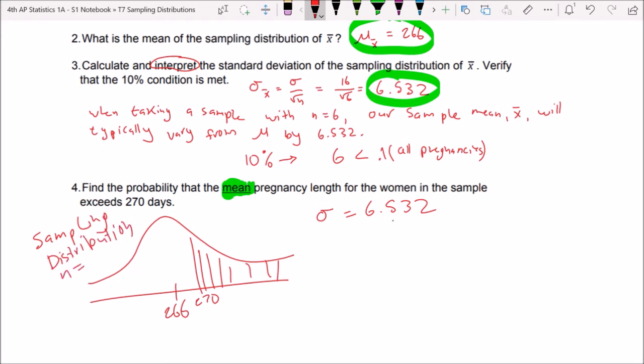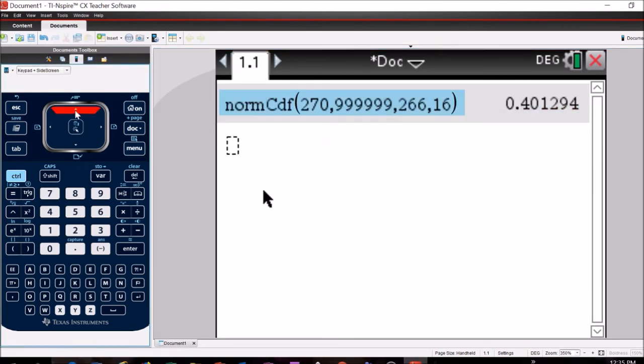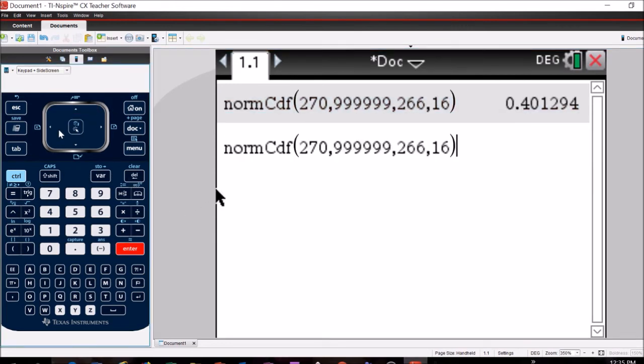For a sample of size 6. Okay, now everything else is going to be the same. And so we're going to jump right back into the calculator. And actually what I'm going to do is just modify this calculation from last time, because the bounds are the same, the mean is the same, the only thing that changes is the standard deviation.